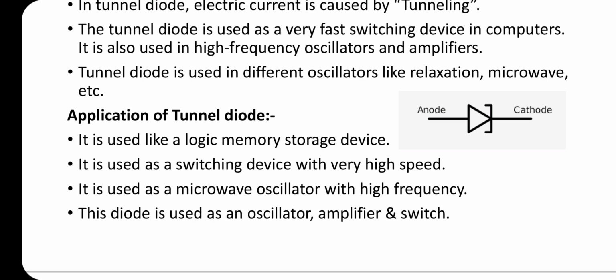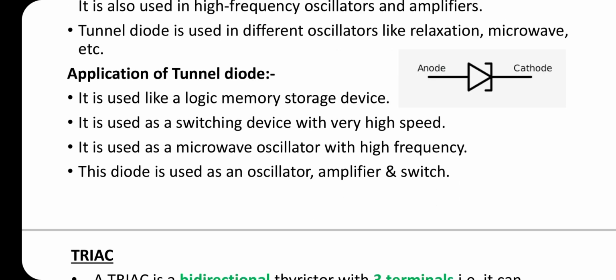Applications of tunnel diode. It is used as a logic memory storage device. It is used as a switching device with very high speed and as a microwave oscillator with a high frequency. Used as an oscillator, amplifier and switcher. This is the symbol of tunnel diode.